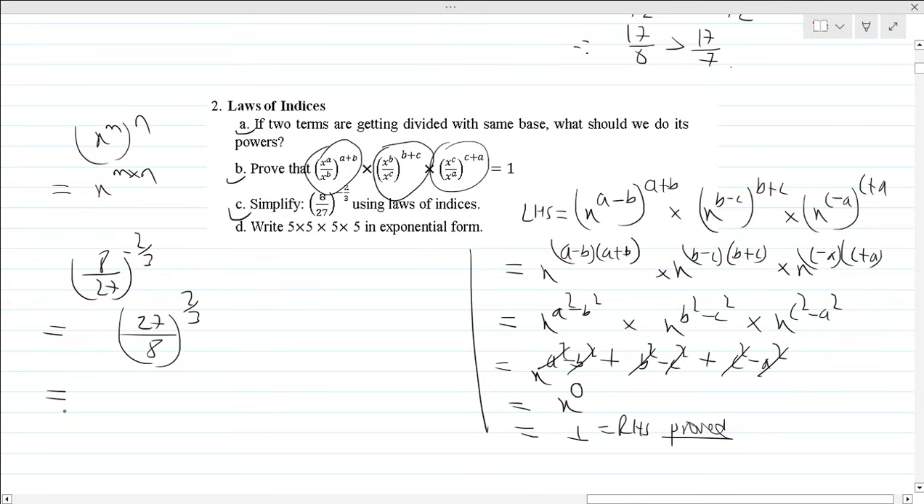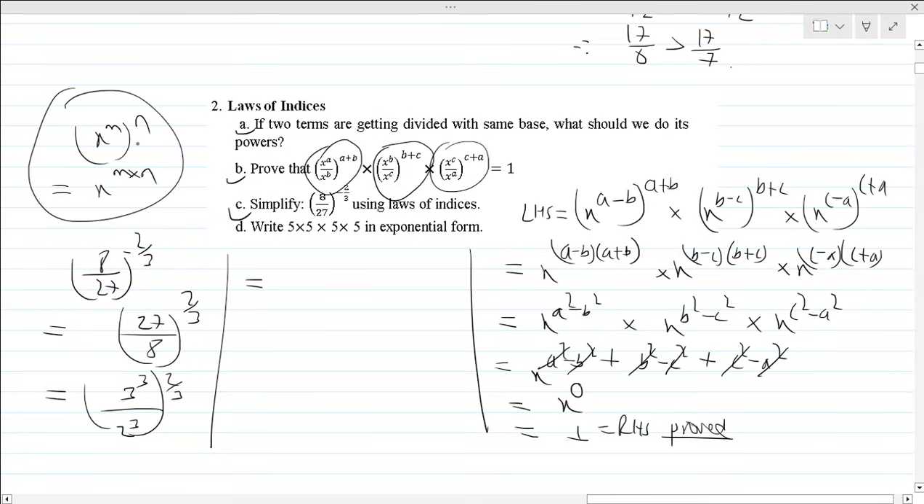And after that, these two numbers in 27 by 8 are cubes of some values, so let's turn them into cubes. 27 we can write as cube of 3, 8 as cube of 2, and whole power 2 by 3 is there. Now this is a power of a power. So the rule, as we said above, is that when there is a power of a power, those powers get multiplied. So we take 3 power 3 into 2 divided by 3, and we do the same for 2 power 3 into 2 divided by 3.